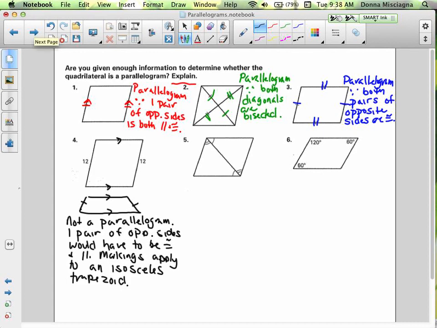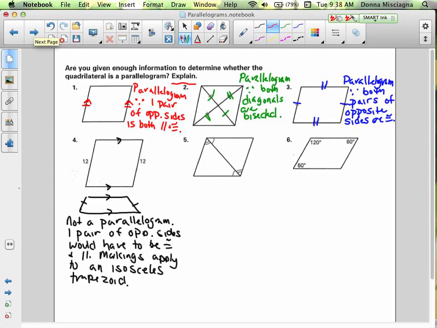Even though the diagram looks like a parallelogram, the information is really an isosceles trapezoid, because these are not drawn to scale. All right, so that one might have tricked you a little bit, right? But now we've gone over it. I hope it makes sense.